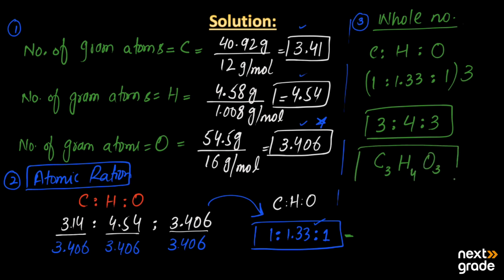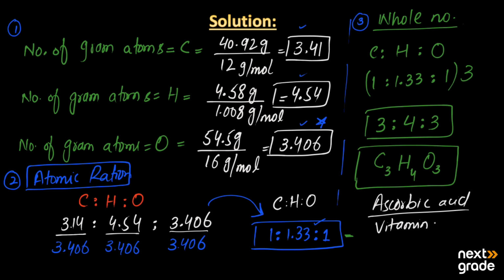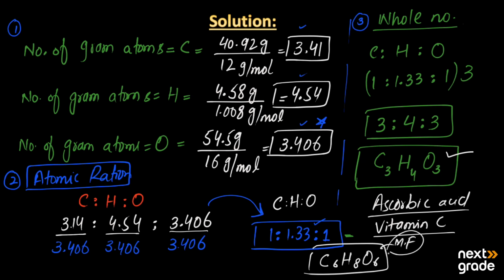This is the empirical formula for ascorbic acid, and ascorbic acid is basically vitamin C, and vitamin C is present in citrus fruits as well. The empirical formula of ascorbic acid is C3H4O3, and its molecular formula is C6H8O6.